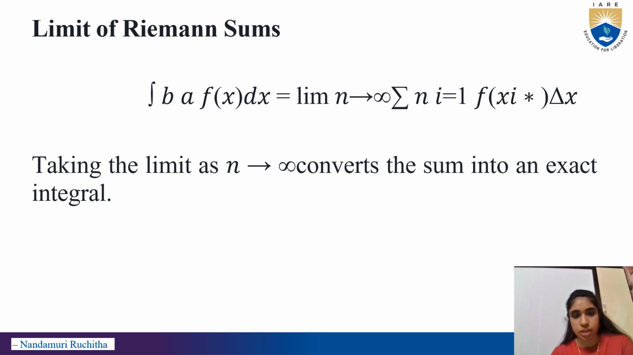Limit of Riemann sums. Taking the limit as n tends to infinity converts the sum into an exact integral. Here, the integral from a to b of f(x) dx is equal to the limit as n tends to infinity of the sum from i = 1 to n of f(xi*) delta x.